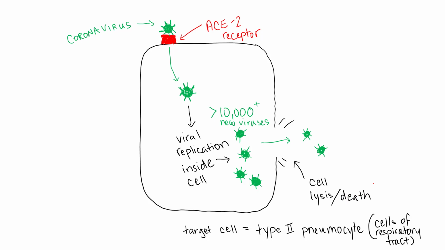So terrible news for this cell because it gets turned into a viral cloning factory and then it bursts as new viral particles are released. And then those viral particles will go out and search for more type 2 pneumocytes and will invade those. And pretty soon, it doesn't take long for there to be an exponential number of viruses replicating inside of your cells.